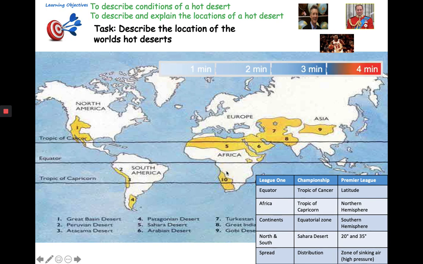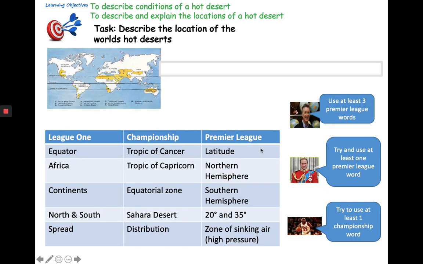If you are an okay geographer, try and use at least one championship word. If you are a good geographer, try and use at least one Premier League word. And finally, if you are a top geographer, try and use at least 3 Premier League words. So give yourself a bit of time now and pause the video to have a go at describing the location of the world's hot deserts.